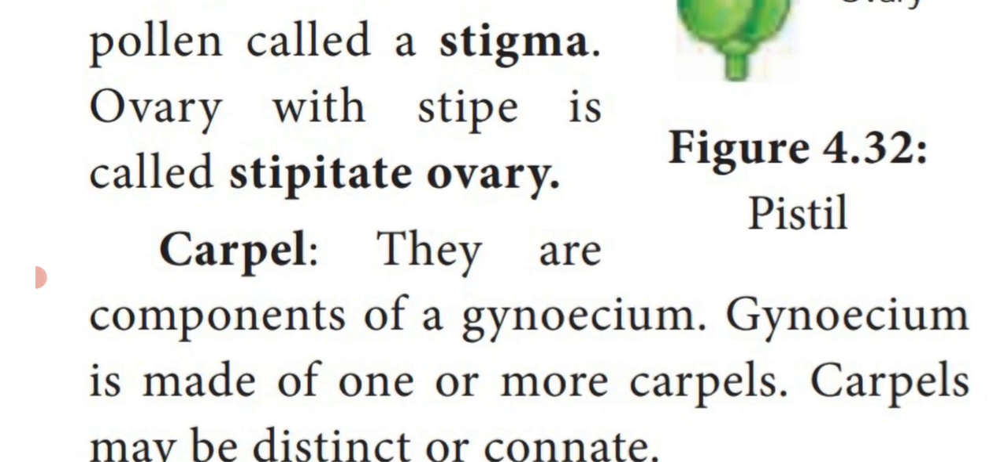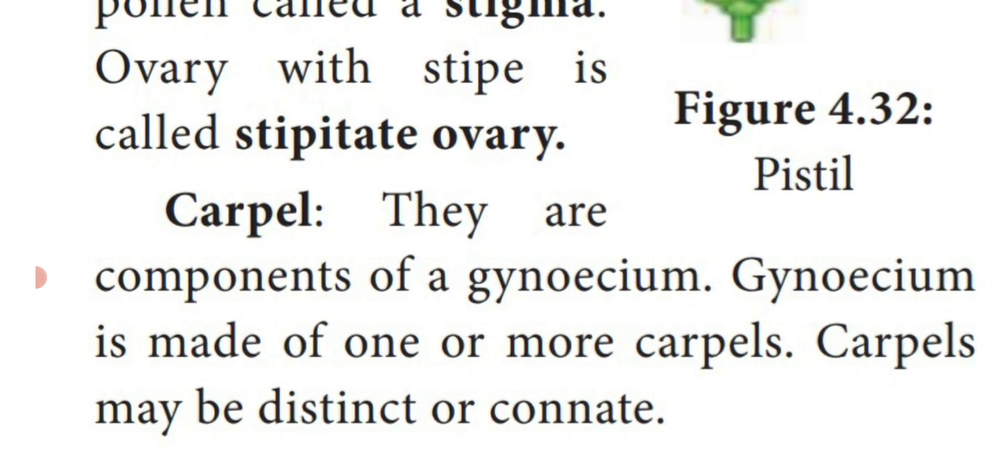Next, carpel. I told you in the class, the individual unit of a gynoecium is known as carpel. The gynoecium consists of one or more carpels. The carpels may be not fused, or sometimes they may be fused, that means connate. That's why they are given here. Carpels may be distinct, means not fused, separately seen, or fused, which is said to be connate.